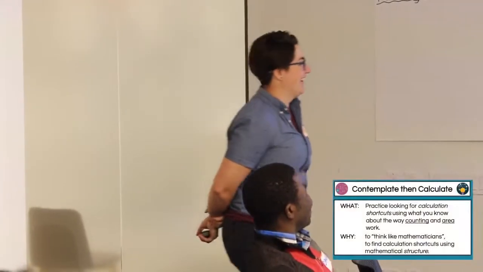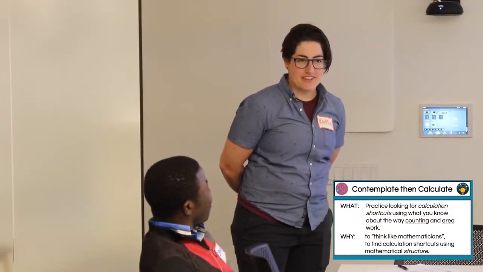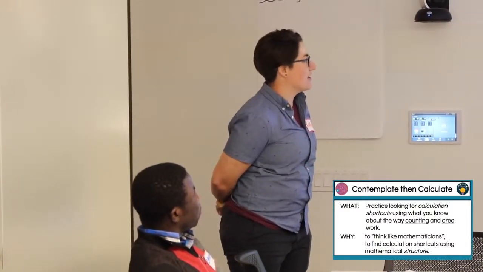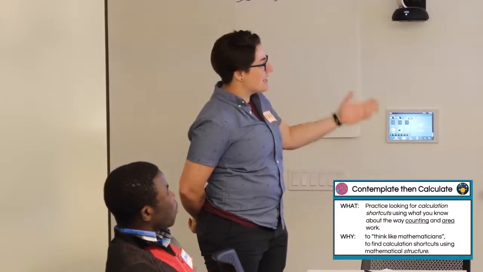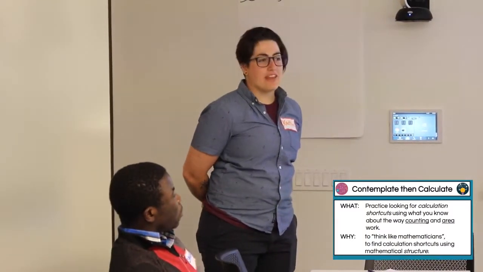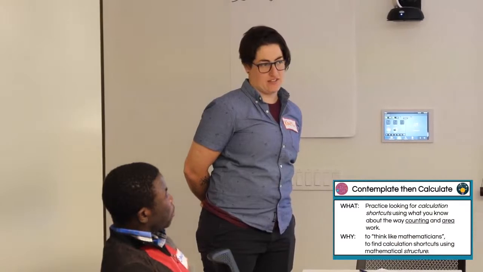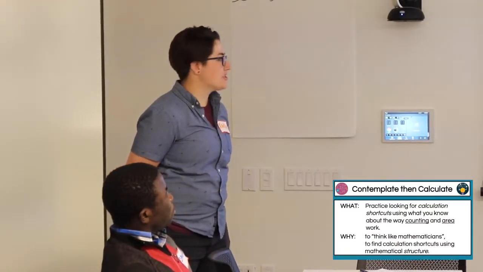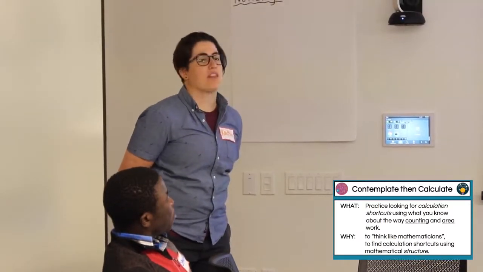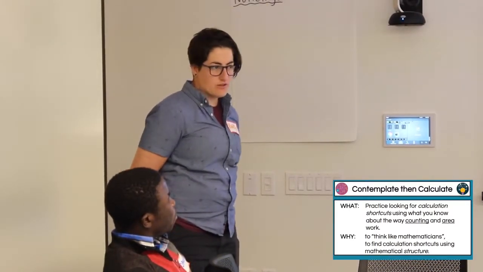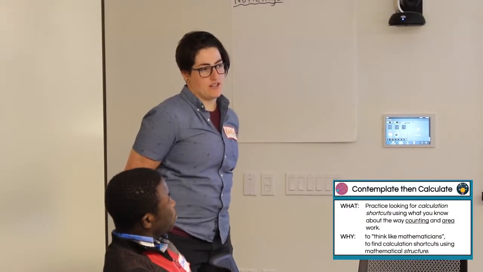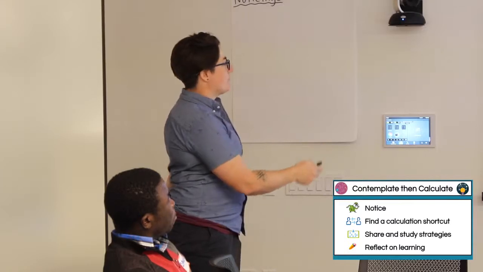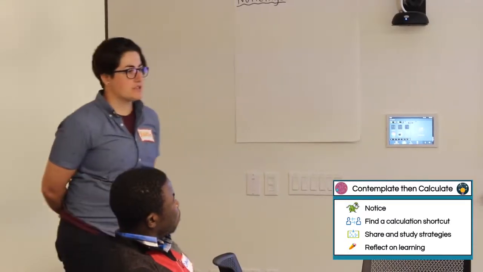Good morning. Today we're going to be doing the instructional routine Contemplate and Calculate. We're going to be focusing today on looking for shortcuts with counting and area, how those things kind of connect. The reason we're doing that, we want to think like mathematicians. We really want to focus on the mathematical structure that you can use to build your shortcut, to make your thinking efficient. Okay, so we've got 4 major steps.